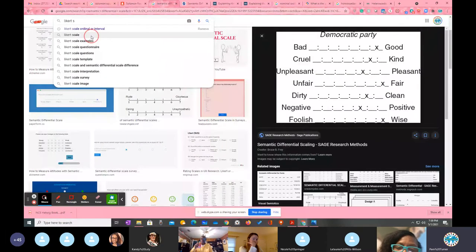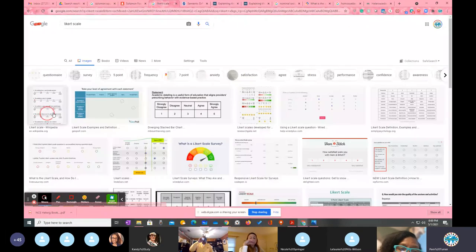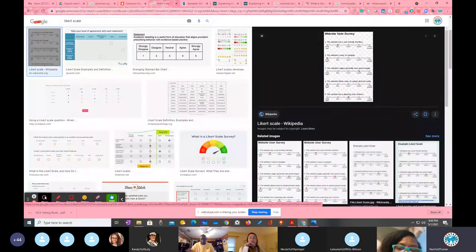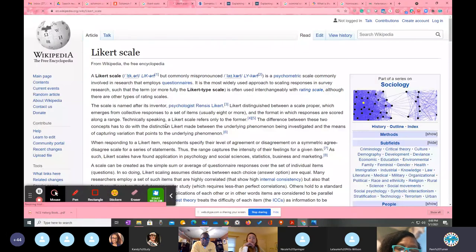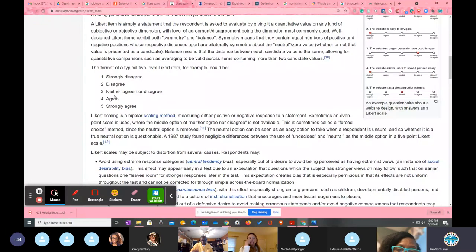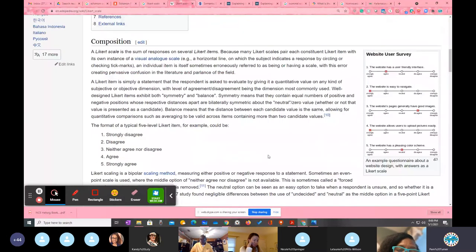My Likert scale is going to give me those points of, I'm putting it in your chat box, guys. So you get strongly disagree, disagree, neither agree nor disagree, agree, or strongly agree. That's my Likert scale. That's a 5-point Likert scale. Which is different than my semantic differential.